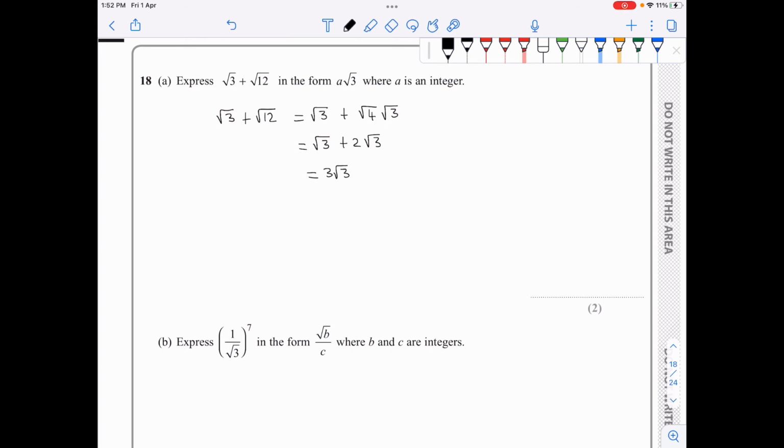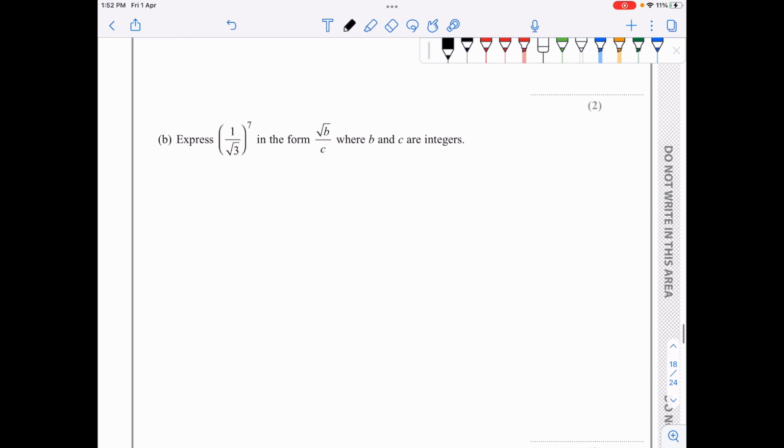And then in part B, I need to express 1 over root 3 to the power of 7 in the form of root b over c. So 1 over root 3 to the power of 7. I can start by writing it as 1 over root 3 times 1 over root 3 to the power of 6.